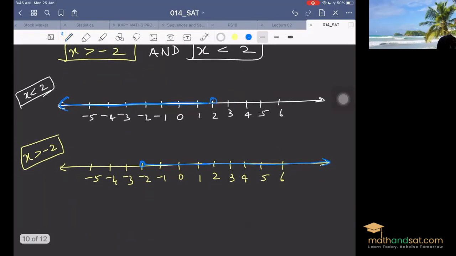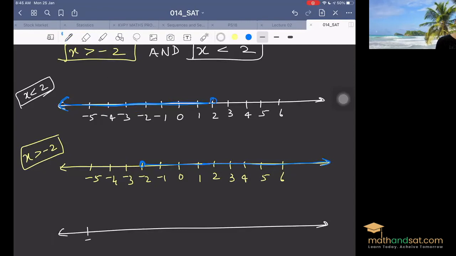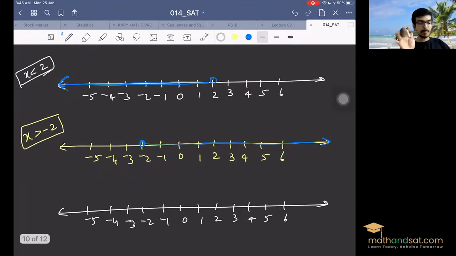The common region is going to be the numbers, please listen carefully. The common region is going to be all numbers between minus 2 and 2. So this will be the common region.